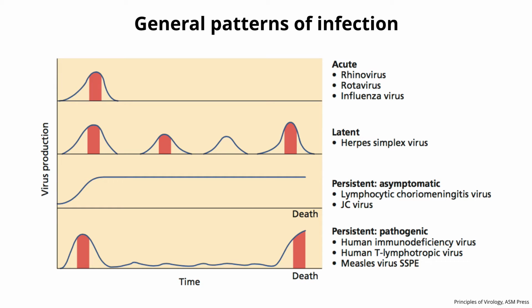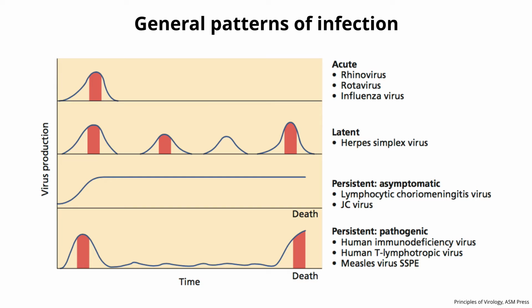In contrast, there are persistent infections where we always see virus produced for long periods of time. For example, the third graph is a persistent asymptomatic infection where we don't get any disease. And then the bottom graph is a persistent pathogenic infection where we have low levels of virus produced throughout infection with disease at the beginning and at the very end. We'll talk about persistent infections next time. Today I want to focus on acute infections.